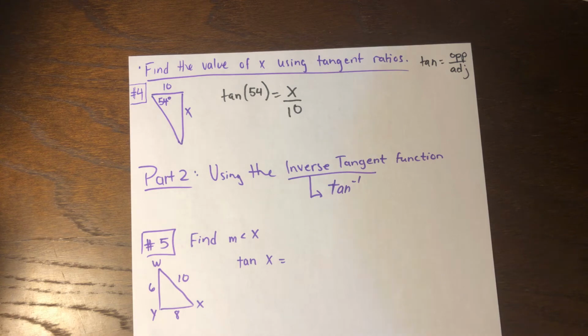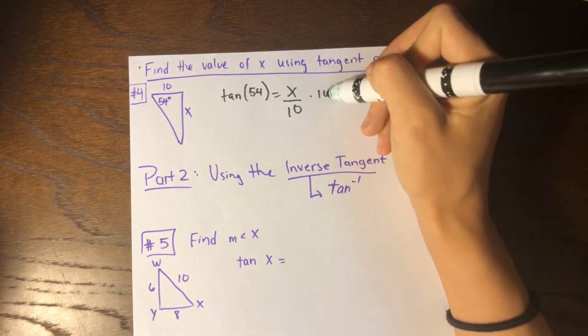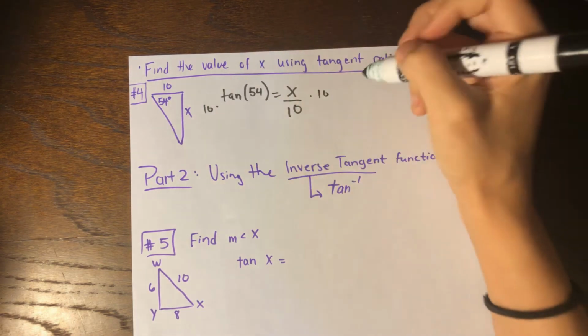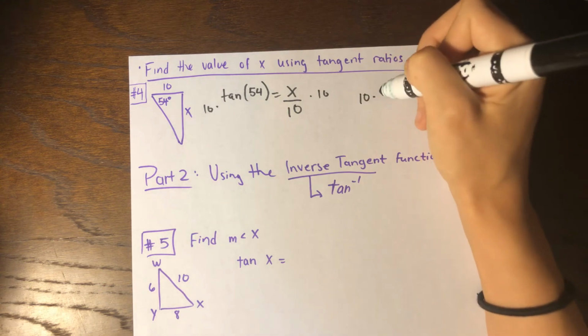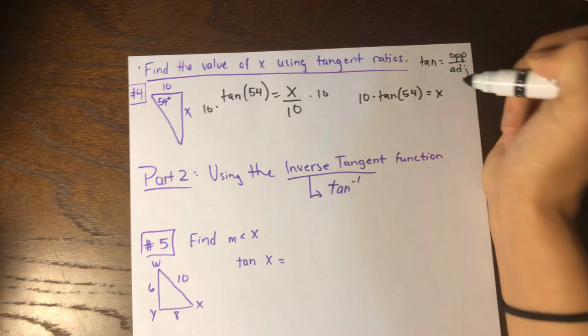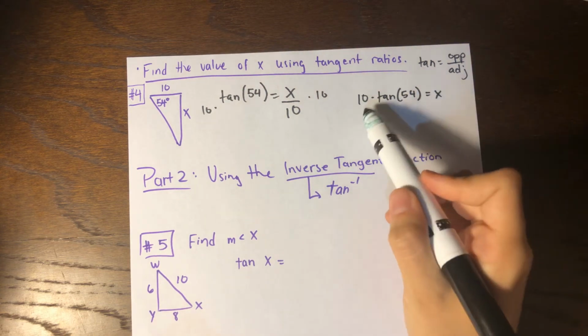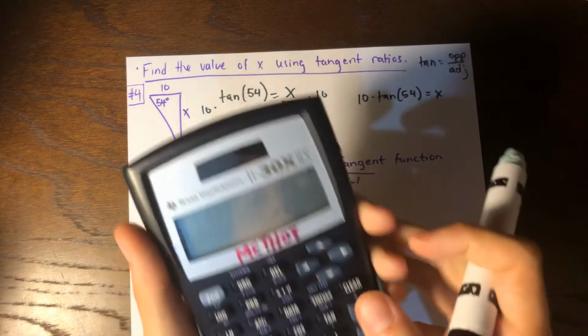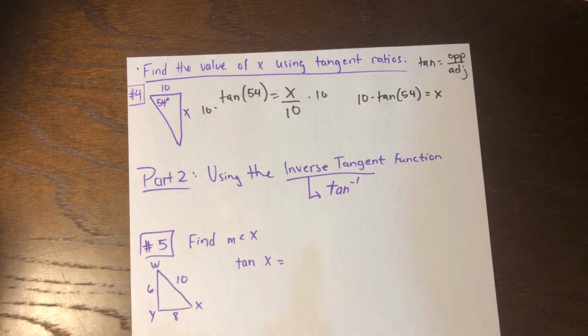So to solve this, we need to get x all by itself. So now I can just multiply by 10 to both sides. So I have 10 times the tangent of 54 is equal to x. This one's a little easier to solve for. So now I just multiply 10 times the tangent of 54.